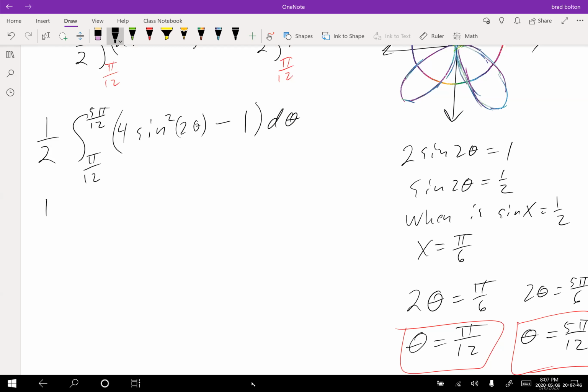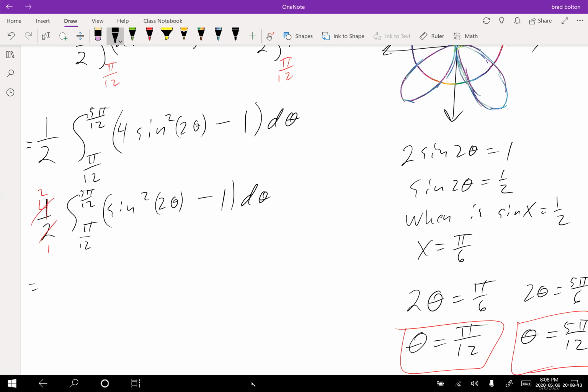But we know that this is actually pi over 12, 5 pi over 12, okay? You know what, I could take this 4 out and put the 4 outside, and this would cancel and cancel, and this would become a 1, and this would become a 2. And then inside would be sine squared 2 theta minus 1 d theta. That's a little bit cleaner, but still not good enough.